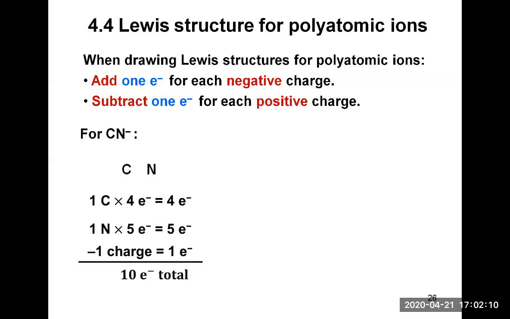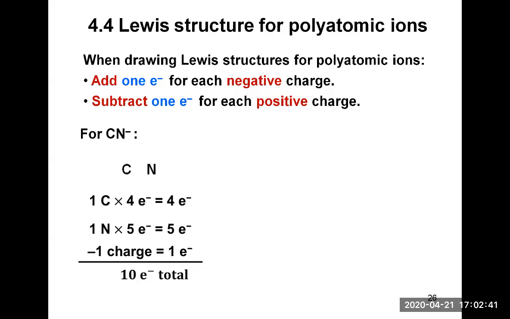Let's count the total number of valence electrons. Carbon, being in group 4A, brings 4 electrons. Nitrogen, being in group 5A, brings 5 electrons. And then because the polyatomic ion has 1 negative charge, you will add an electron to the total. So 4 from carbon plus 5 from nitrogen plus 1 for the negative charge. It's a total of 10 electrons for the cyanide ion.